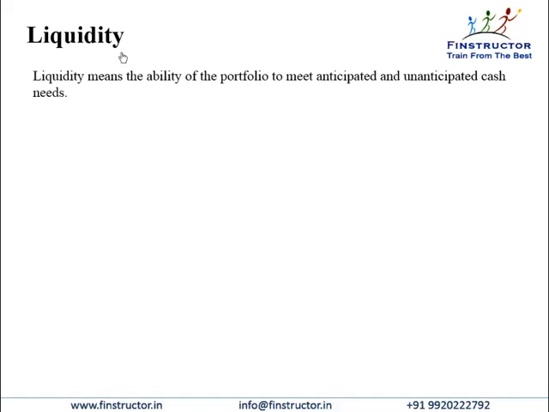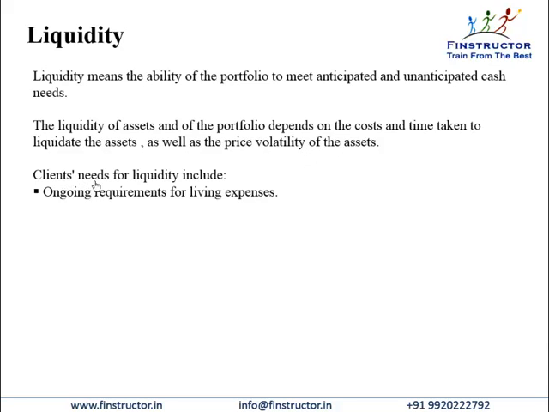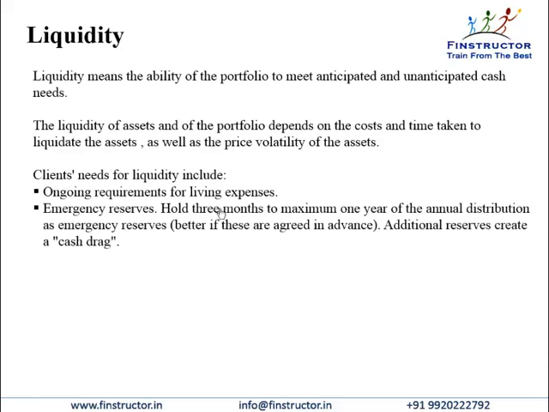The third constraint is that of liquidity. Liquidity is the ability of the portfolio to meet anticipated and unanticipated cash needs. The assets that are a part of a portfolio will be liquid or illiquid depending on how long it takes to sell them and receive the cash. If the price volatility of the assets is high, then again liquidity is normally low. Your client will need liquidity for his living expenses. He will need it for some emergency reserves that he may want to hold.